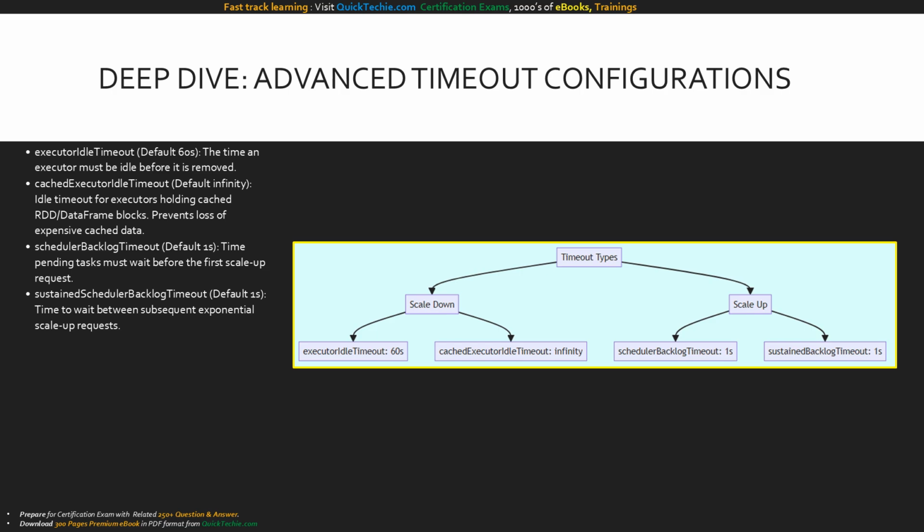Here we categorize the advanced timeouts into scale down and scale up operations. Under scale down, we see the standard idle timeout at 60 seconds and the cached idle timeout safely set to infinity to protect in-memory data. Under scale up, we see the aggressive 1-second backlog timeouts. Spark is designed to scale up very aggressively when work is waiting, but scale down conservatively to ensure it doesn't accidentally kill an executor it might need a few seconds later.